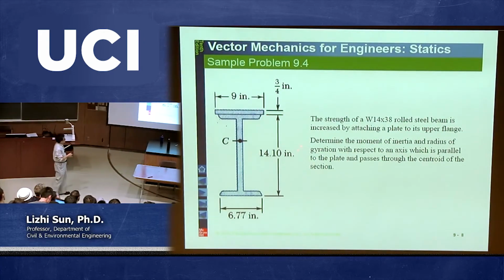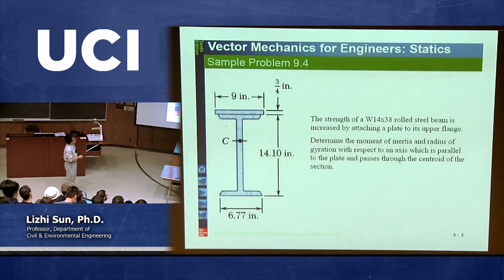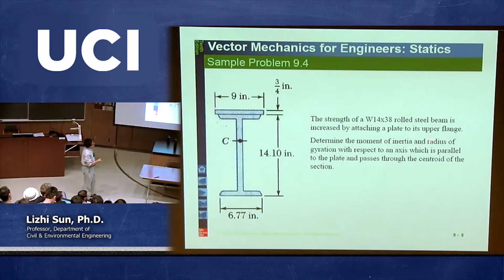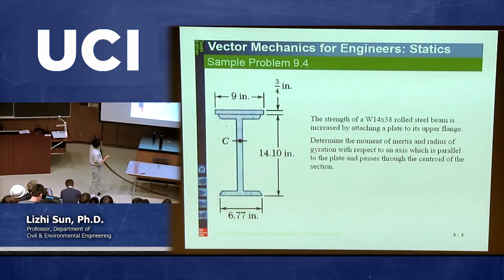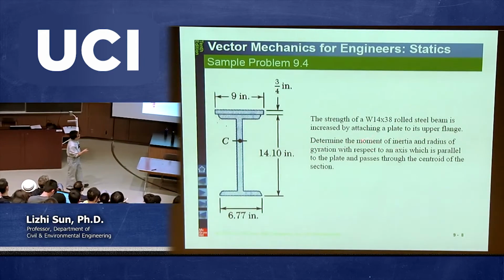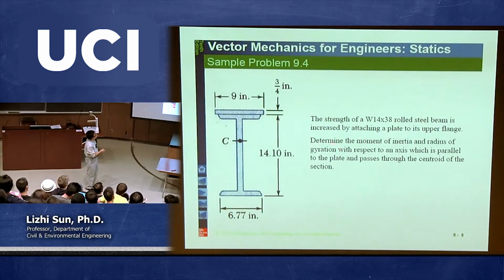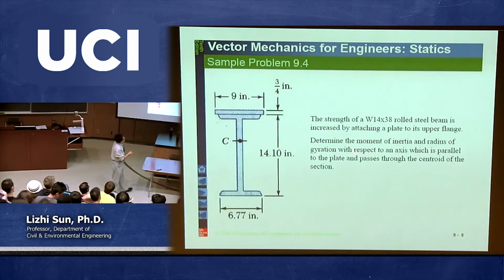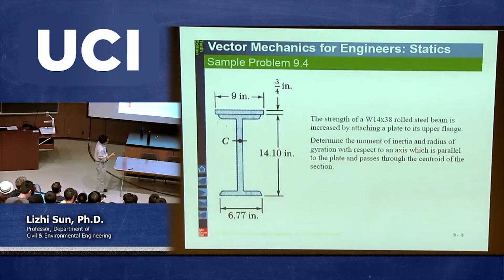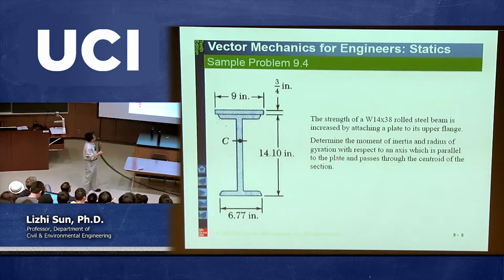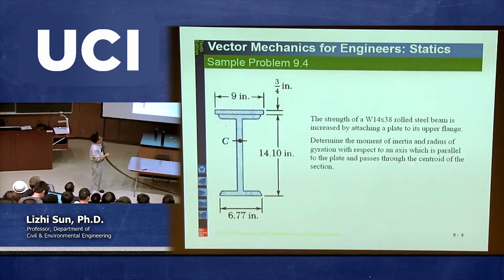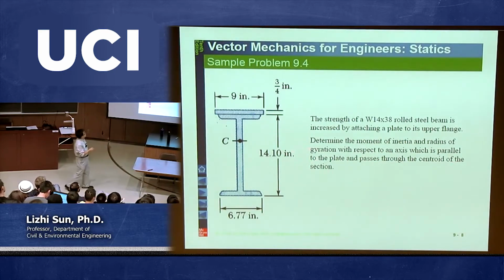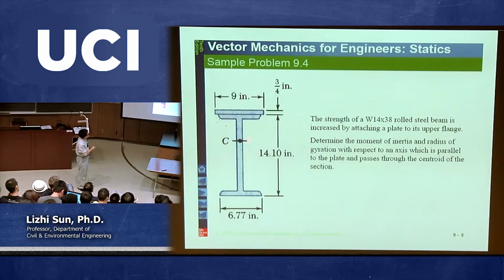Okay, so now we need to calculate the moment of inertia and the radius of gyration, which I'm going to give you some kind of definition. Once you know the moment of inertia, you can calculate the equivalent gyration radius with respect to an axis which is parallel to the plate but passes through the centroid of the section. The centroid of this whole section, not the centroid of this lower part.